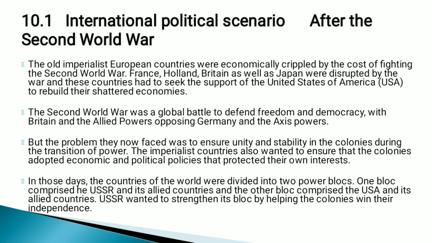In those days, the countries of the world were divided into two power blocs. One bloc comprised the USSR and its allied countries, and the other bloc comprised the USA and its allied countries. USSR wanted to strengthen its bloc by helping the colonies win their independence.